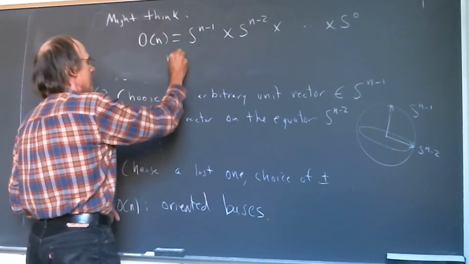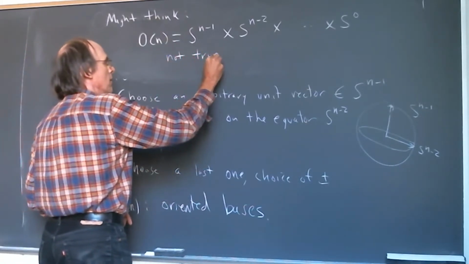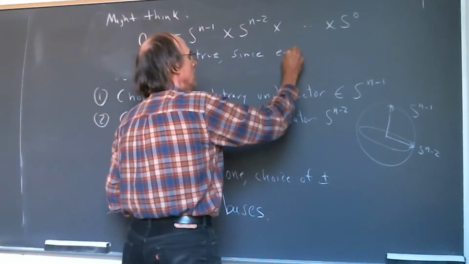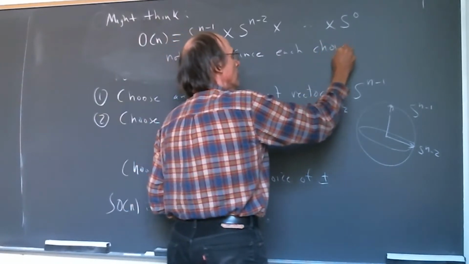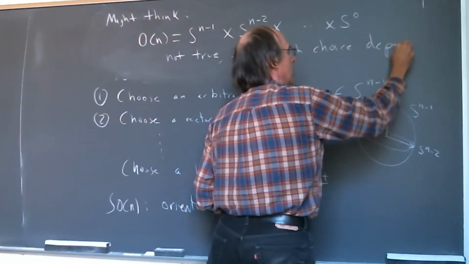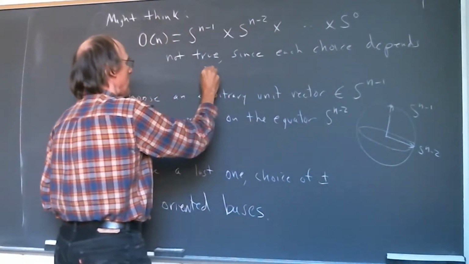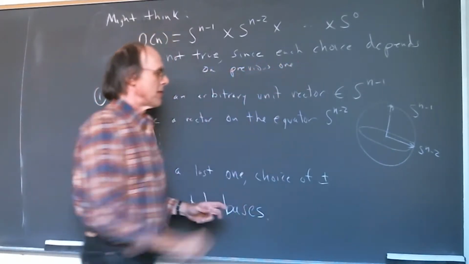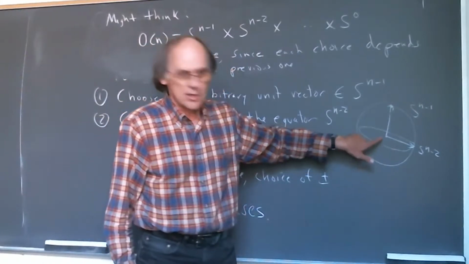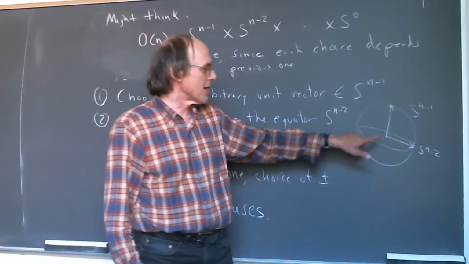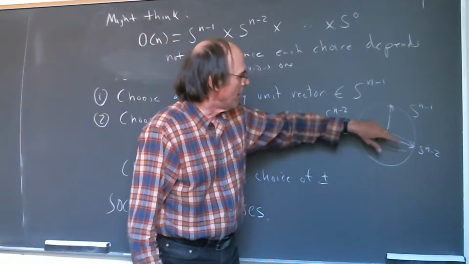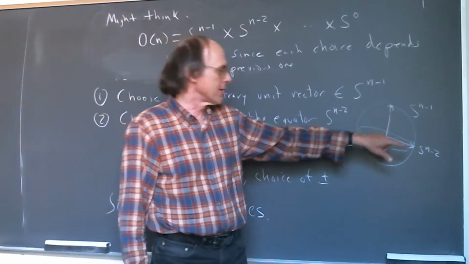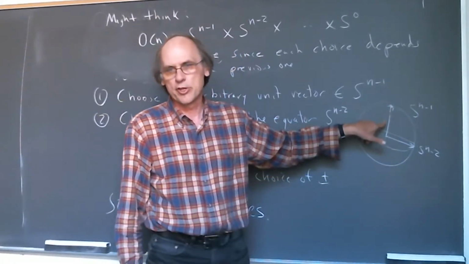So this is not true, since each choice depends on the previous one. I mean, the problem here is that this equator, where we had to choose a second vector in the equator, depends upon our first choice. That's the equator of things that are perpendicular to the first choice.